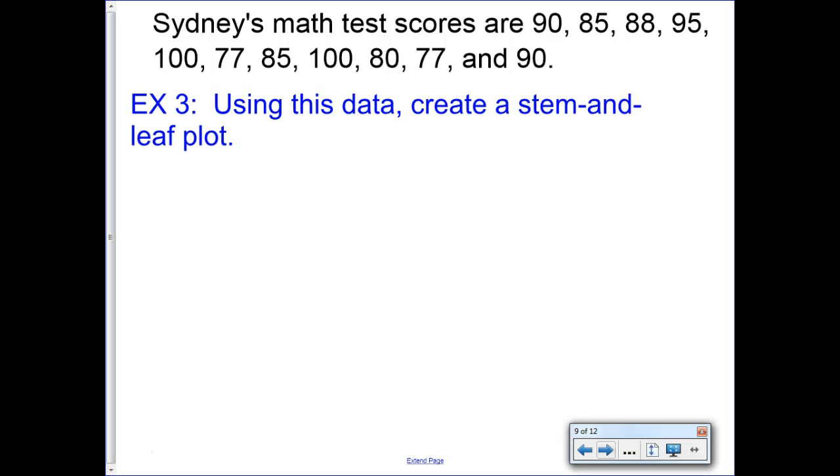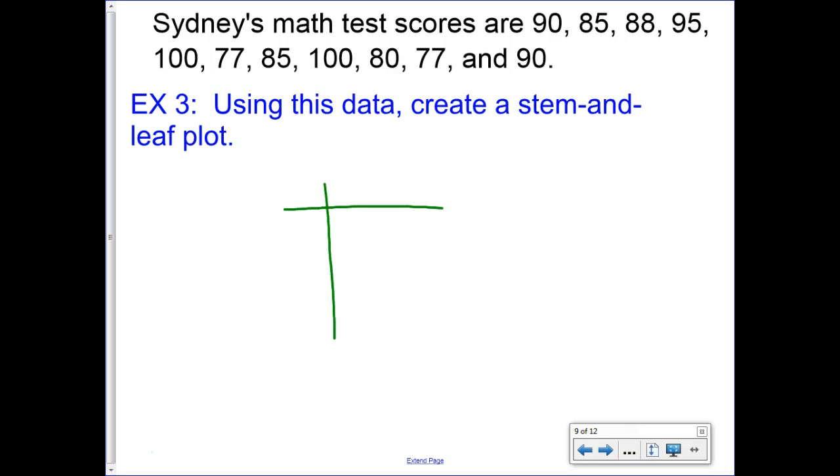All right, Sydney's math test scores are 90, 85, 88, 95, 100, 77, 85, 100, 80, 77, and 90. Using this data, create a stem and leaf plot. Well, I notice that the lowest score I see is a 77. The highest score I see is 100. So a stem and leaf plot has 2 columns. We have the stem part and then the leaf part.